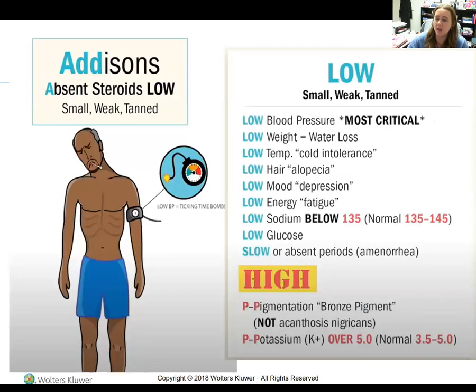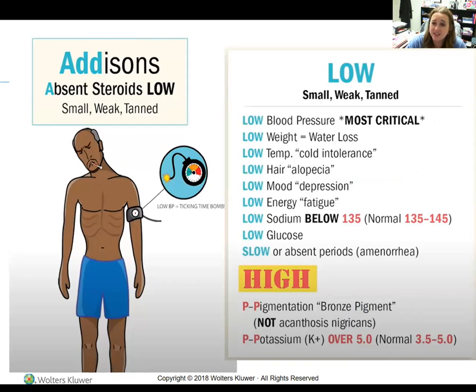So Addison's disease means absence of steroids, we need to add some. Addison's, we need to add some steroids. We have an absence of our steroid hormones. Addison's disease can be autoimmune, it can also be idiopathic, or we can have atrophy of the adrenal gland or pituitary gland. It can also be caused by cancer and infection.